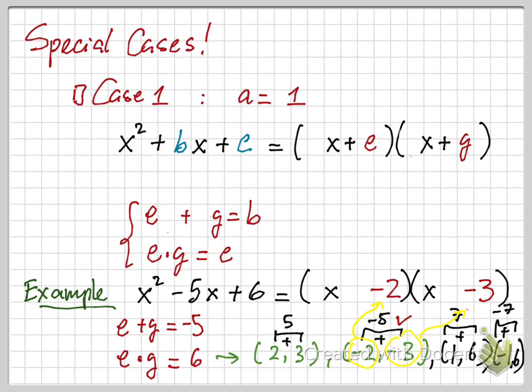Again, this is one of the special cases of factoring quadratic trinomials when a equals 1. And when you are in this case, your conditions pare down to only two conditions: finding two numbers such that when you multiply these two numbers, e and g, you get c as the constant, and when you add these two numbers, you get b as the coefficient of x.